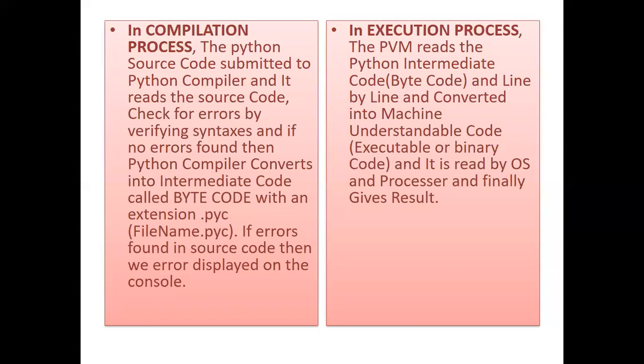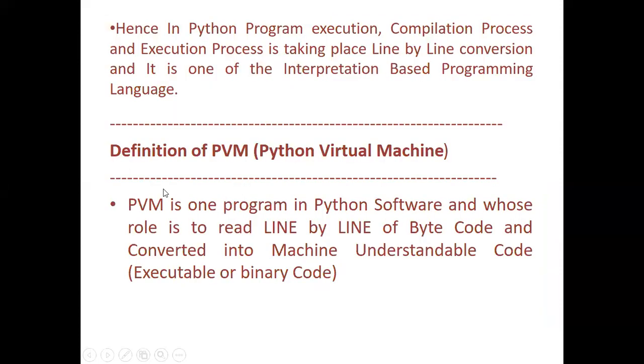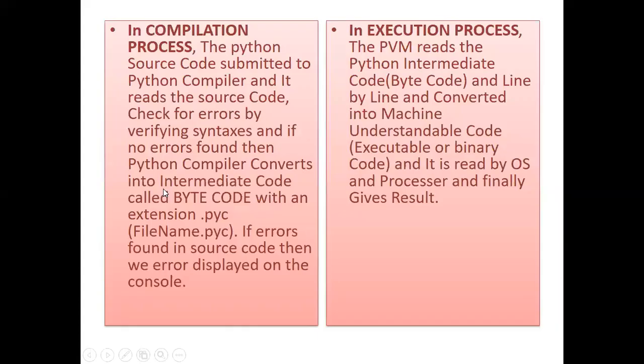In the execution process, the PVM reads the Python intermediate code, the bytecode, line by line and converts it into machine understandable code, that is executable or binary code, which is read by the OS and finally gives the result.